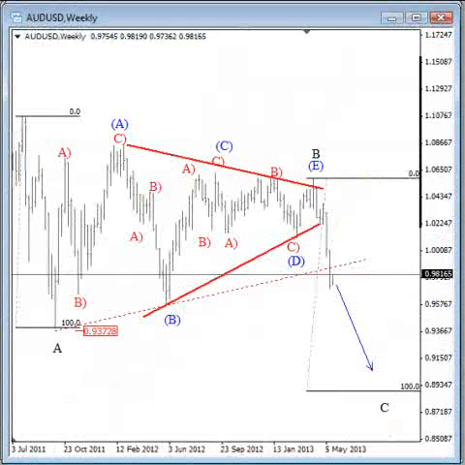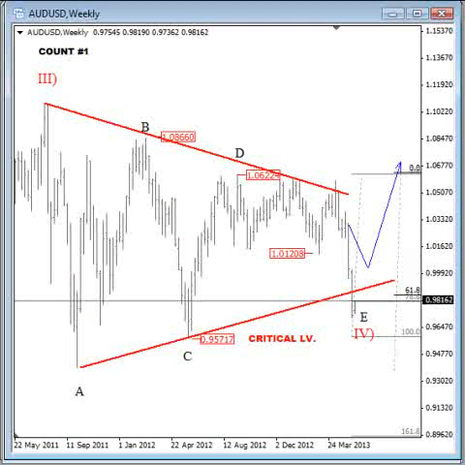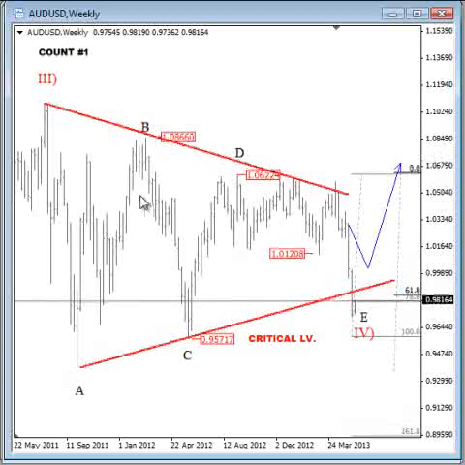Aussie dollar, as you know, we were tracking 2 wave counts on the Aussie dollar weekly charts. Our first primary wave count a few weeks back was this one, when we were anticipating just a little bit deeper but much slower price action or pullback within this wave E, which is the final leg of a triangle.